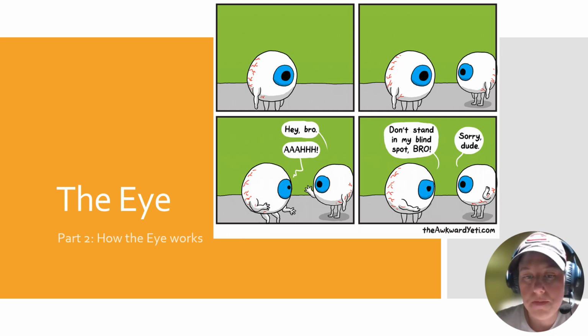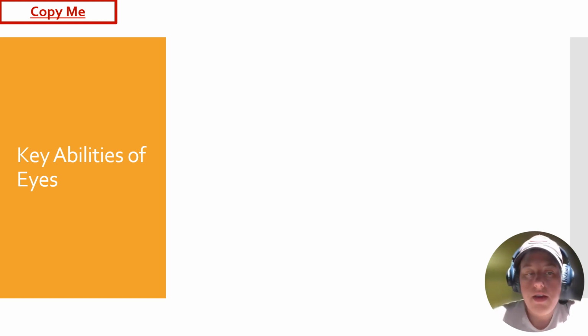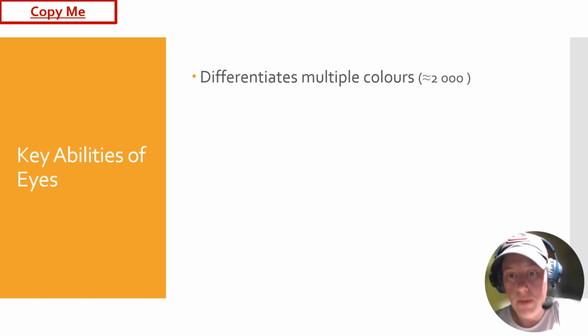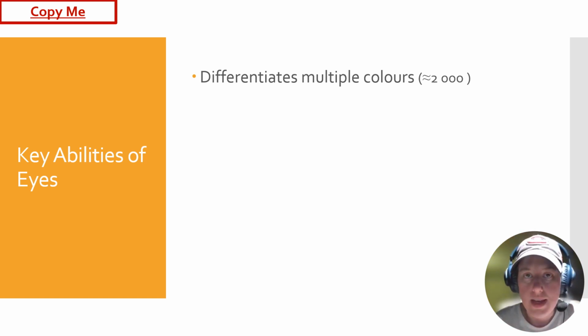So let's get started. Now, of the key abilities of the eye, there's pretty much two key functions. First and foremost is the ability to differentiate multiple colors. So your eyes can actually differentiate approximately 2,000 different colors. Now, this is part of the visible spectrum. Again, the visible spectrum is the small part of the electromagnetic spectrum, which is all of the different types of energy waves that are produced.